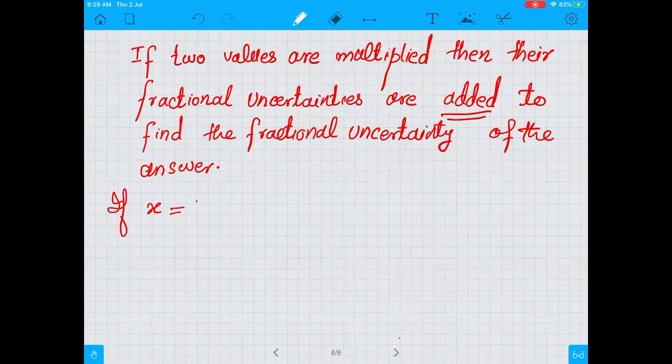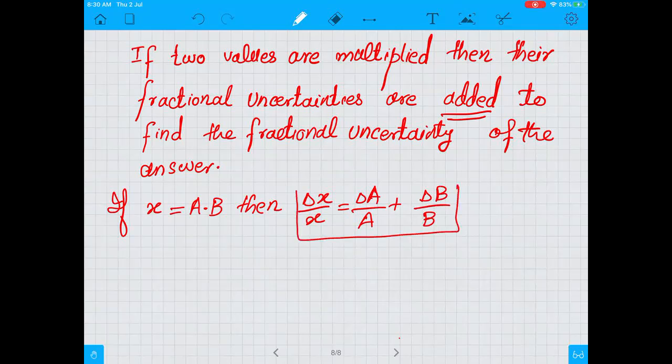Basically, if x is equal to a into b, then fractional uncertainty of x will be equal to the fractional uncertainty of a and the fractional uncertainty of b. So basically, if x is a multiple of a and b, then fractional uncertainty of x will be equal to the sum of the fractional uncertainty of a and the fractional uncertainty of b. So the sum of fractional uncertainties of a and b will be the fractional uncertainty of x. This is when the two values are multiplied.